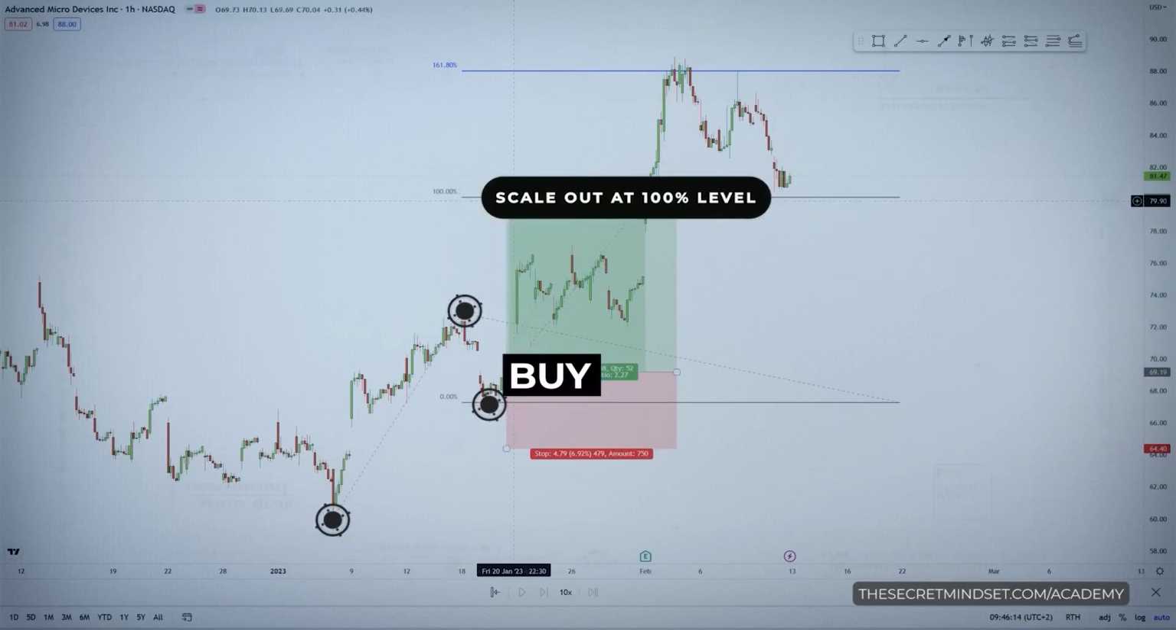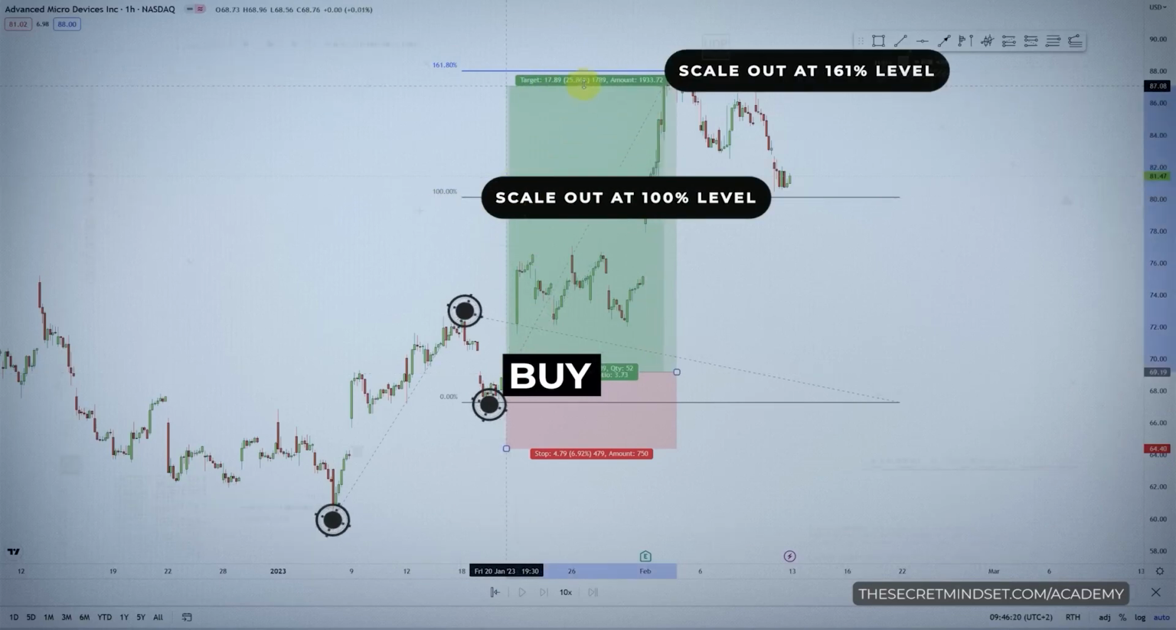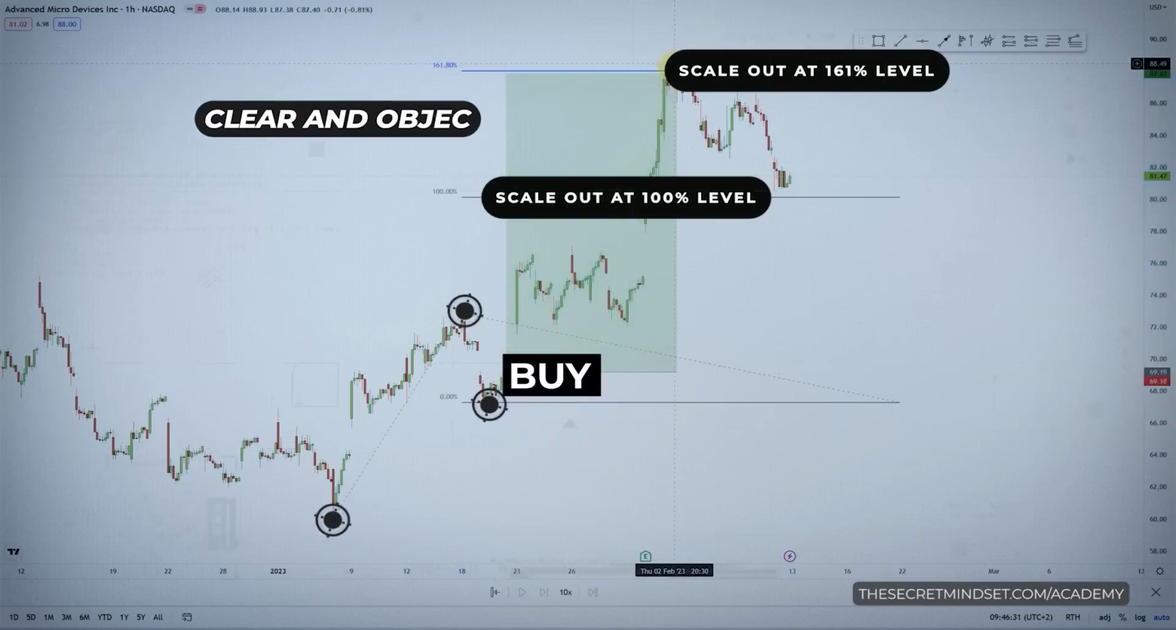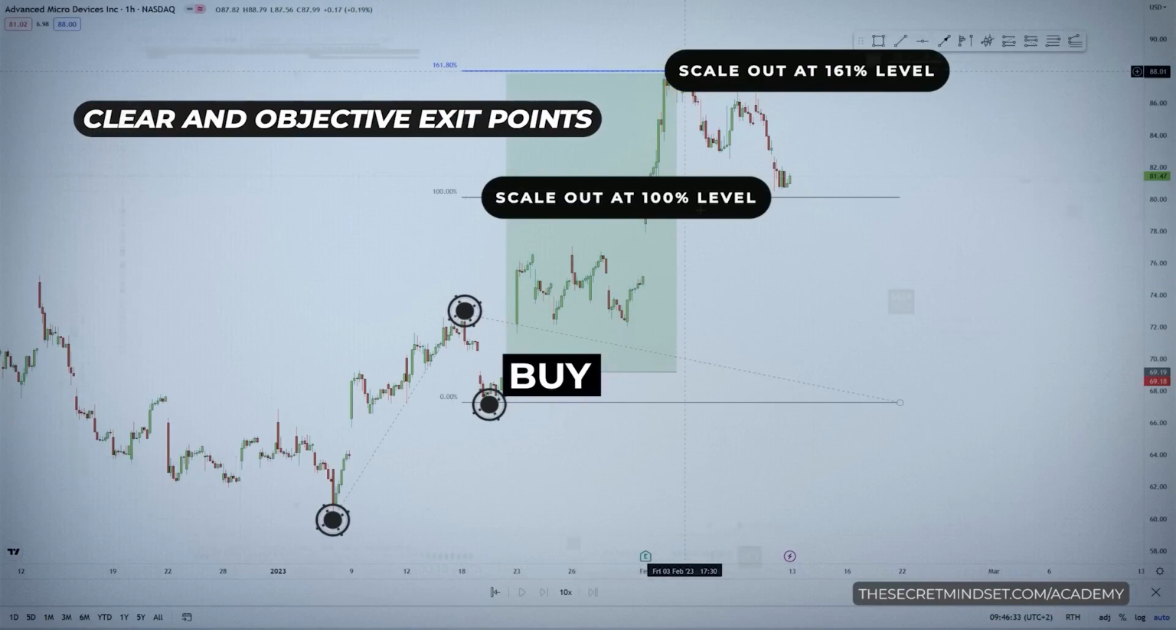If the price reaches the 100% extension level, you may choose to sell a part of your position. If price continues to move higher, you may choose to sell more of your position at the 161 extension level and maybe move your stop higher. By using these clear and objective exit points, you avoid overstaying in a trade.